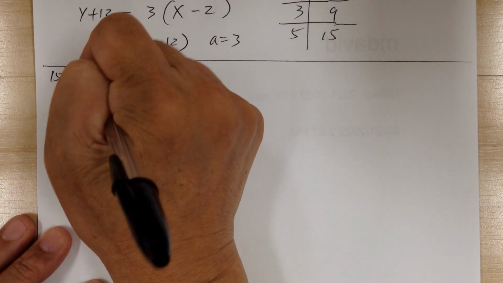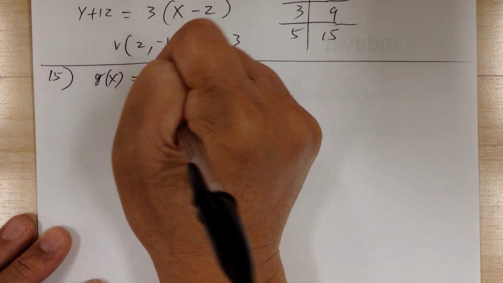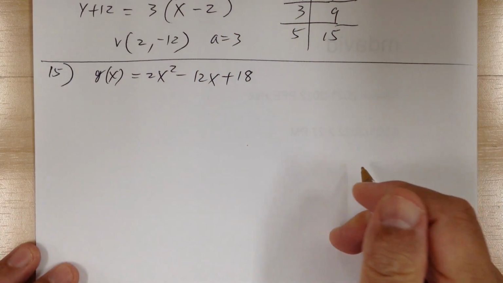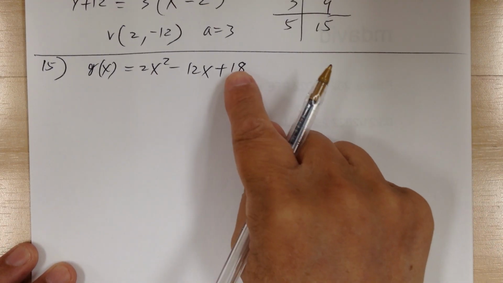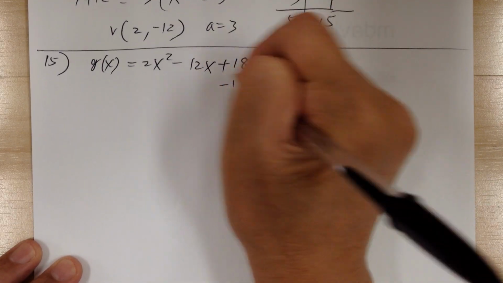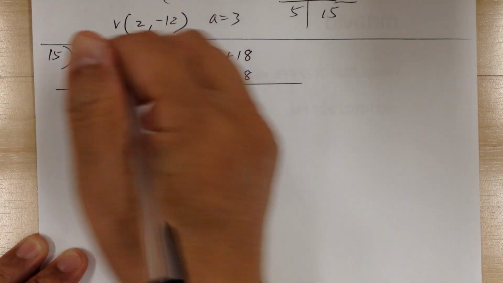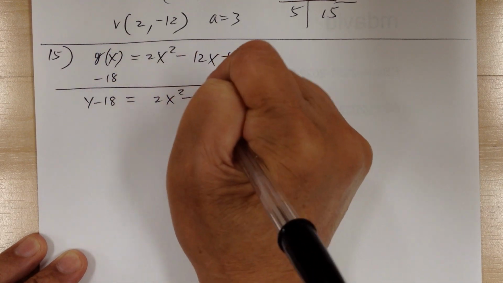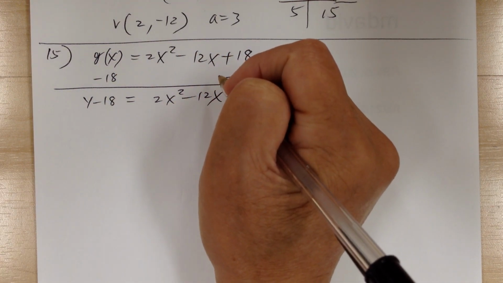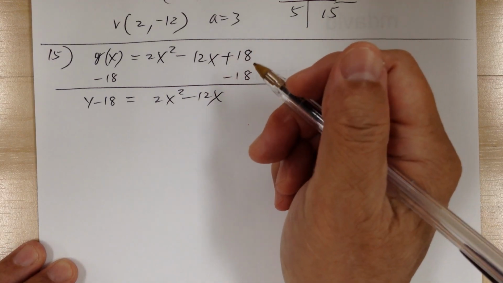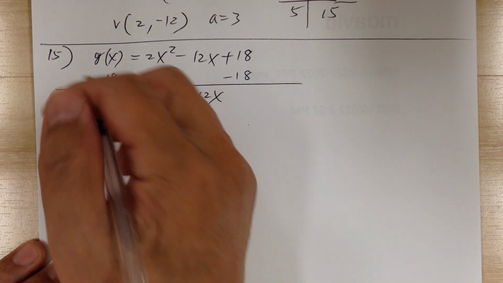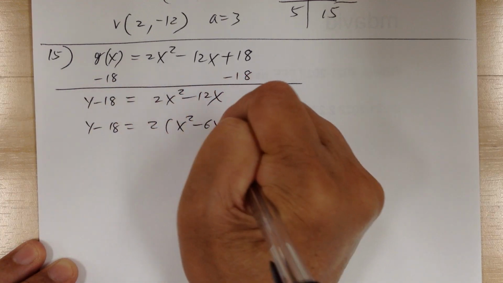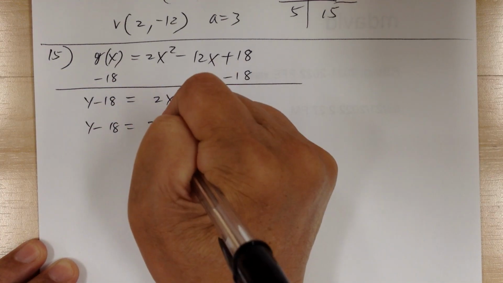Okay, number 15, you got g of x equal to 2x squared minus 12x plus 18. First, let's get rid of this number, so minus 18 on both sides. So you got y minus 18 equal to 2x squared minus 12x. Then after that, you have to factor out the 2. So you get x squared minus 6x, and again, leave a blank space over here.